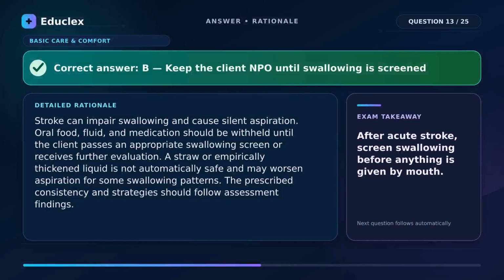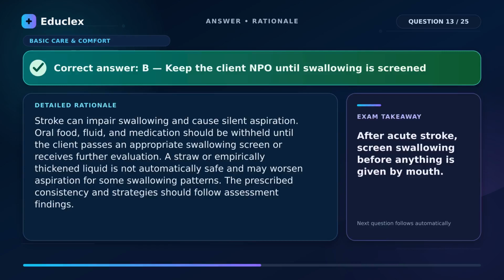The correct answer is B. Keep the client NPO until swallowing is screened. Here is the rationale. Stroke can impair swallowing and cause silent aspiration. Oral food, fluid, and medication should be withheld until the client passes an appropriate swallowing screen or receives further evaluation.